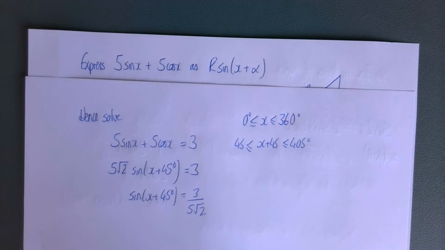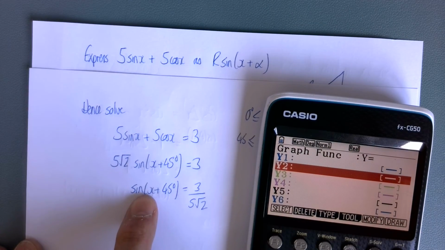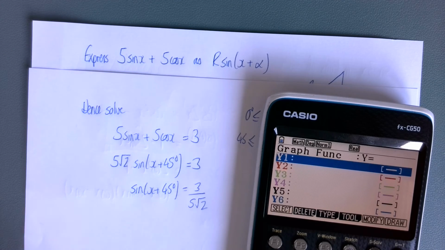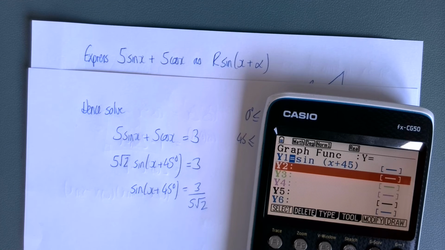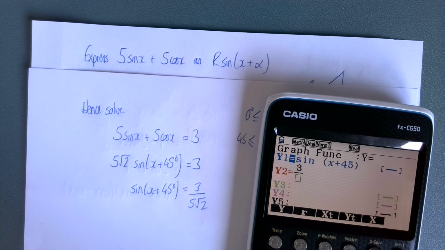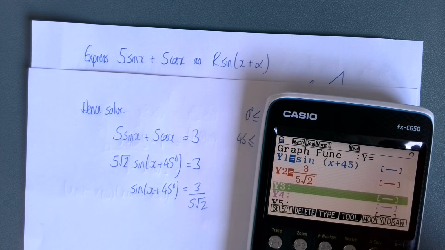If you're happy with that, brilliant. But actually, it's a lot quicker, and I think for some of you, it's going to be a lot more reliable to use our calculator. So I am going to use my calculator. I'm going to plot y equals that and y equals that. So in degrees, y equals sine of x plus 45 and y equals 3/5 root 2.